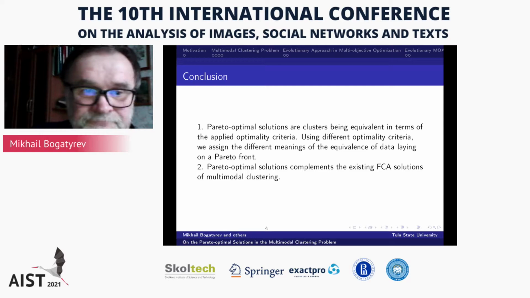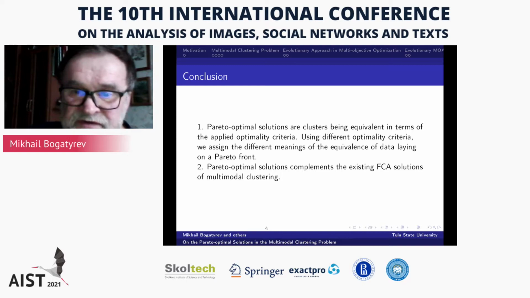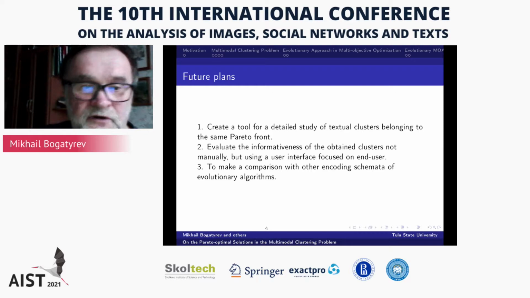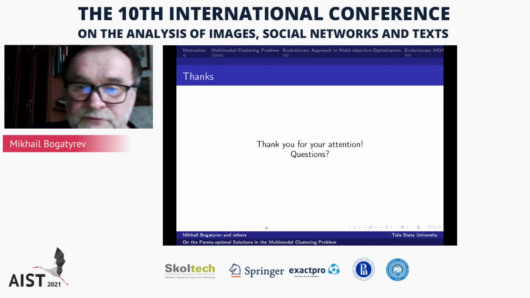Conclusion. I've mentioned that we need special tools for analyzing the meanings, but using the Pareto-optimal solution, we get equivalent clusters, and this feature of equivalence is very useful, especially for analyzing textual data, where equivalence may mean similar semantics. An equivalent cluster may represent semantically similar data if they are acquired from textual data. This is a very interesting direction of our future research. And this is our future plan. And as my time is over, thank you for your attention. I'll be glad to answer the questions.